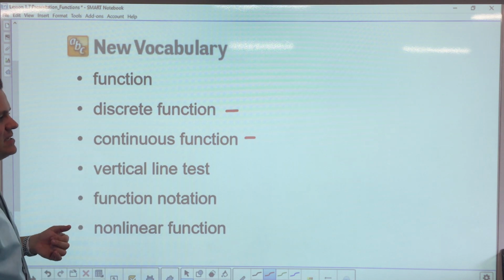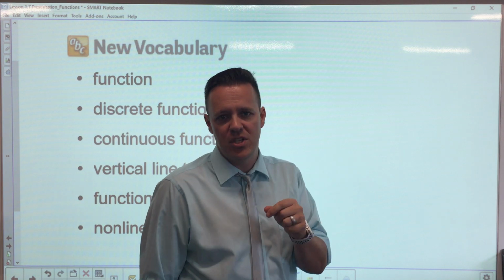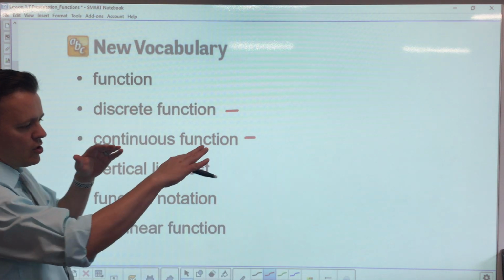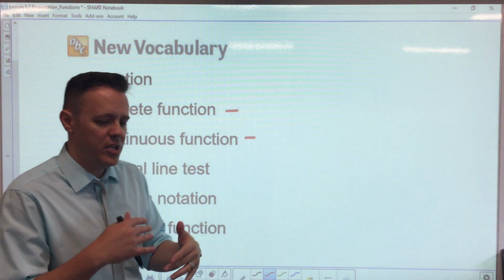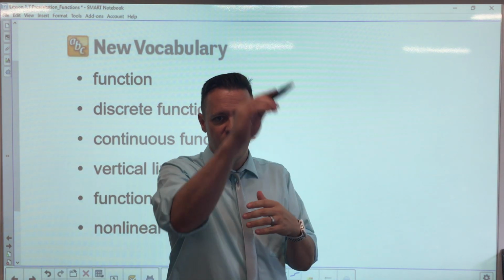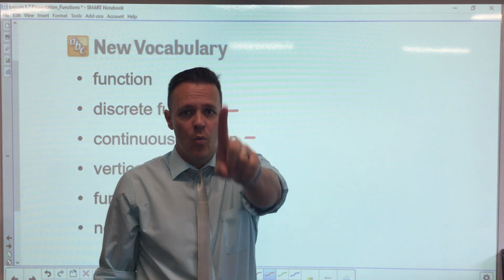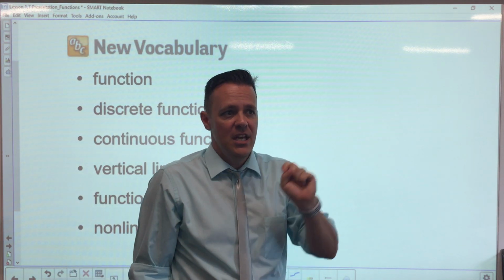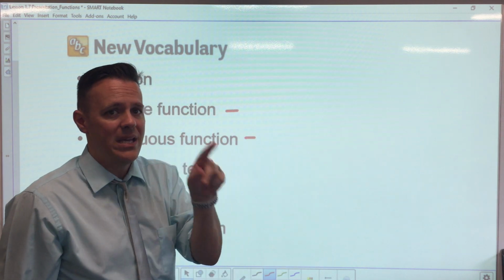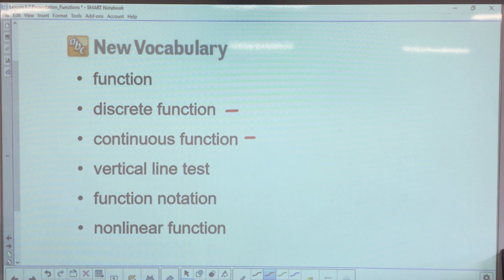Vertical line test is the test that I will ask you guys to do every time we have a function, okay? If you have a line or a linear equation of some sort, the best way to find out if it's a function is: does it pass the vertical line test? Which means if you draw a vertical line through it and it only crosses it one time, it's a function. If at any point it crosses it twice, it is not a function, ladies and gentlemen. And then we'll talk about function notation and nonlinear functions.